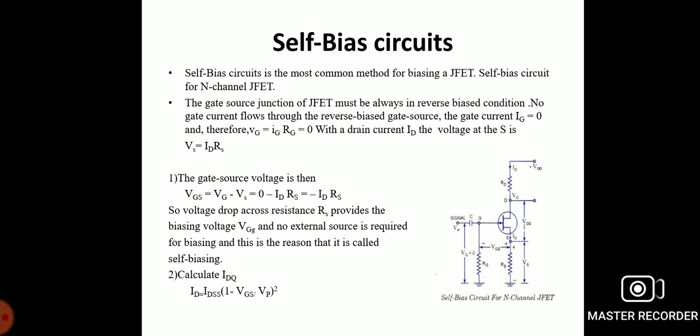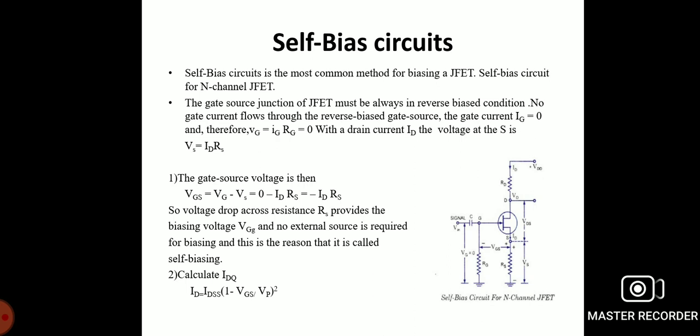We have to see the self bias circuit of the N-channel JFET. The voltage across the resistance RS provides the biasing voltage VGS and no external source is required for biasing, and this is the reason it is called self biasing. The second condition is to calculate the drain current in the self biased circuit of the JFET configurations. The drain current is equal to the drain source saturation current IDSS times 1 minus the gate source voltage over the pinch off voltage, whole square.